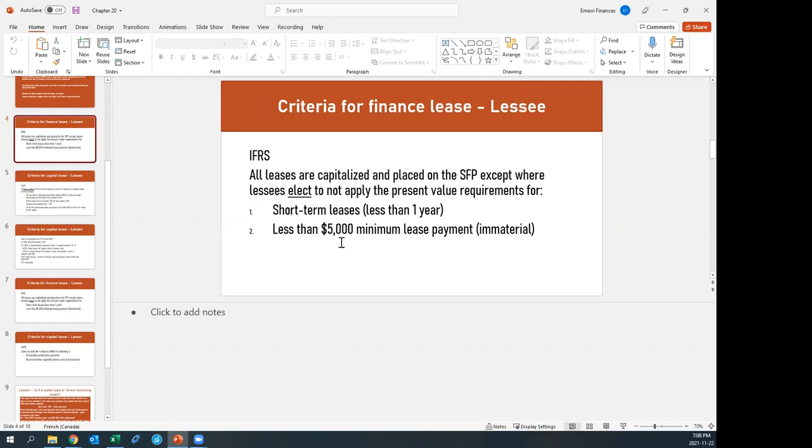Okay. So most of the time it's going to be capital, because it's rare that you're going to see a lease of 1 year and a minimum payment of $5,000. Okay. Thank you. No problem.